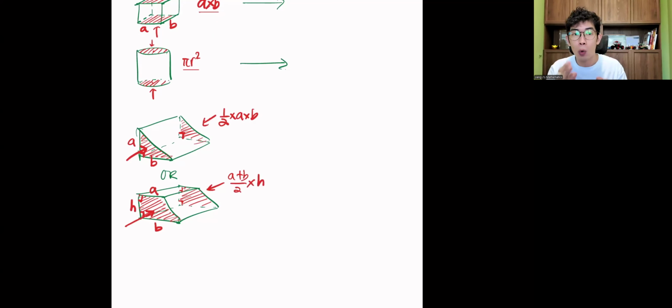Tell me in the chat, everyone, what's the area of a trapezium? Okay, not bad, very fast. So A plus B over 2 times height, or like what you all mentioned, 1 over 2 open bracket A plus B close bracket, times height. Same. But why A plus B?